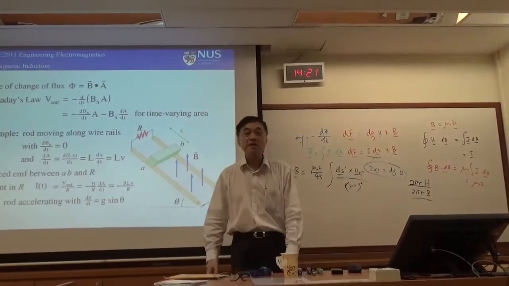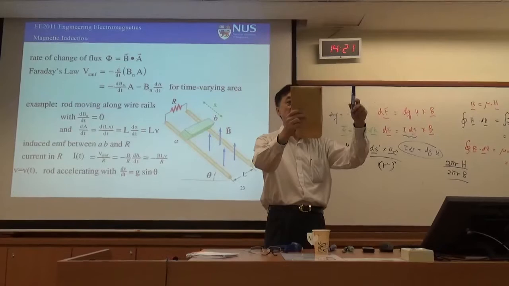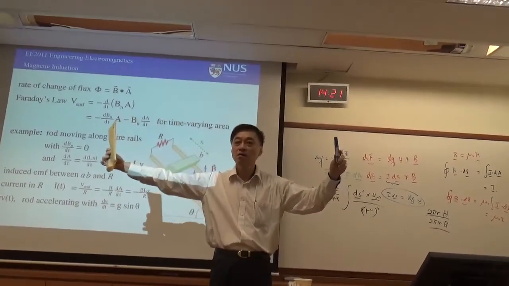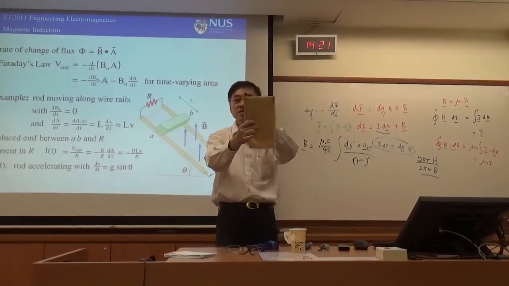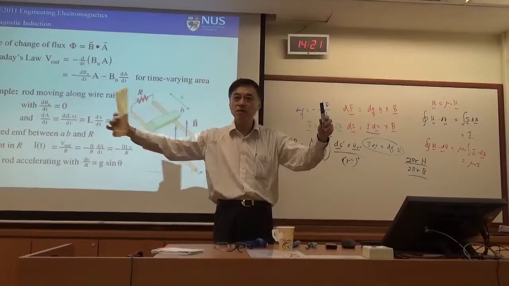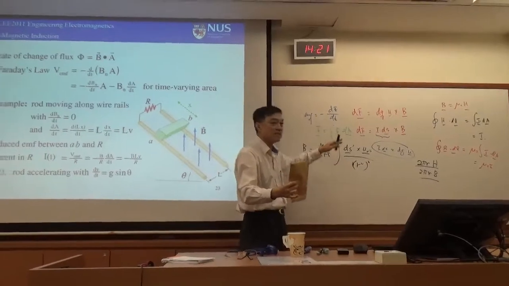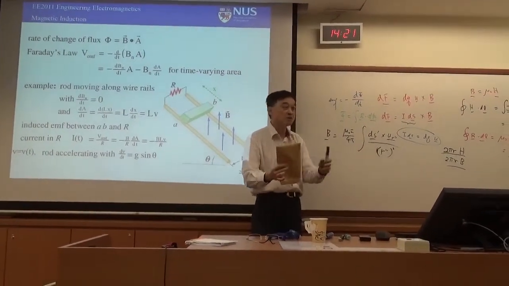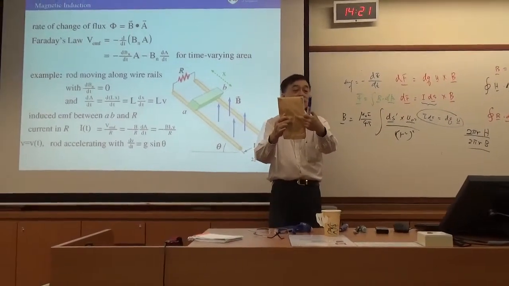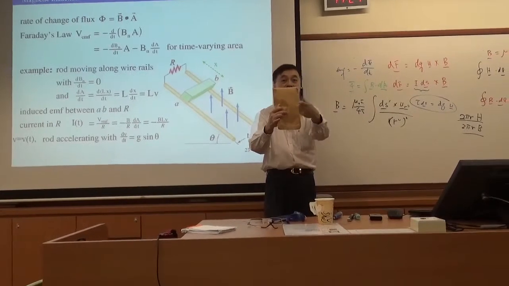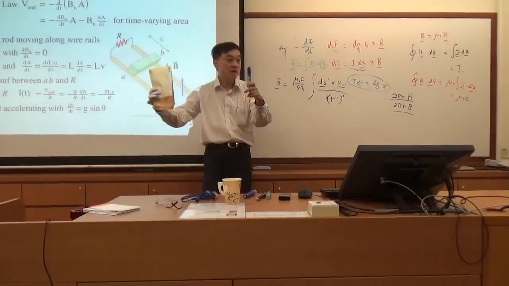Or in the case of, let's say I have a long straight wire and I have this loop here. If I move it in and out, although the area seems to be constant, there is also a d phi dt. Because now the area is constant, but the flux density is changing with respect to time. When it is nearer, the flux density is stronger. When it is further, the flux density is weaker.